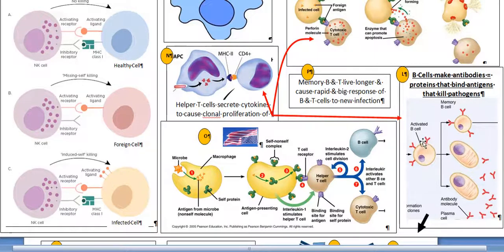Now, some of these go to form memory B cells. We'll talk about them in a second. But some of these are modified to become plasma cells. Plasma cells are the ones that produce a lot of antibodies and release them. So now you got these free antibodies floating around, and they're like little homing missiles, right? They go and bind to the antigen and they neutralize it or kill it. Think of them as missiles. B cells make antibodies. Okay.